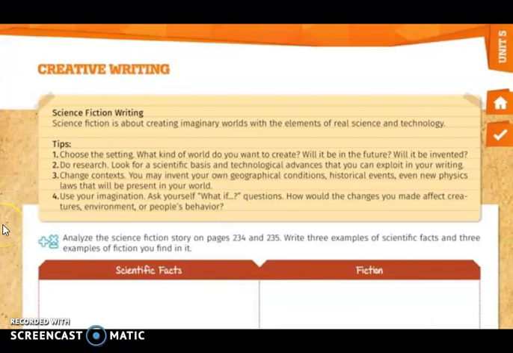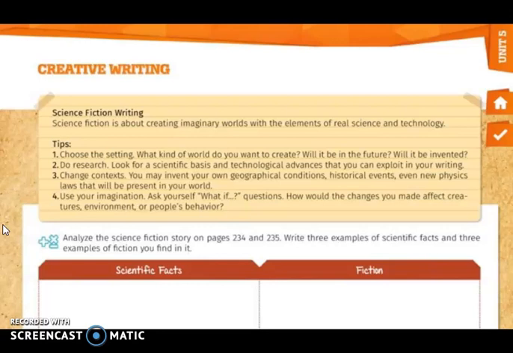The first page that we are going to start working is the 237. Here we have creative writing and science fiction writing. We are going to read the text and we are going to work the exercise. Science fiction is about creating imaginary worlds with the elements of real science and technology.